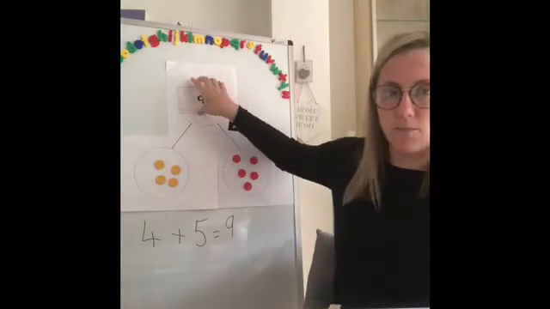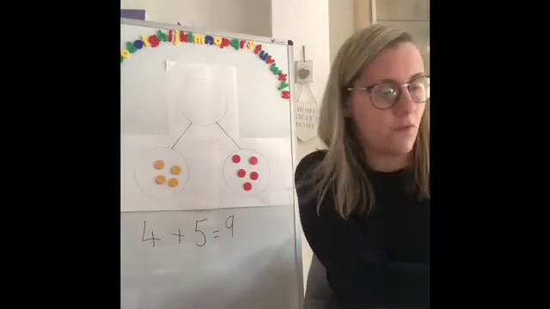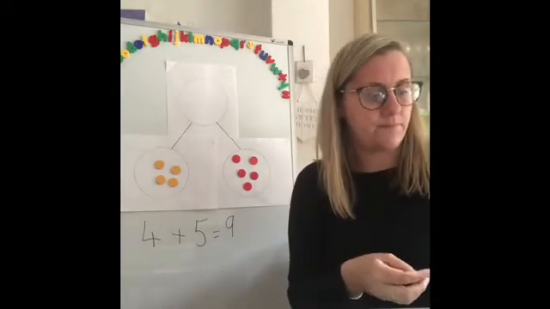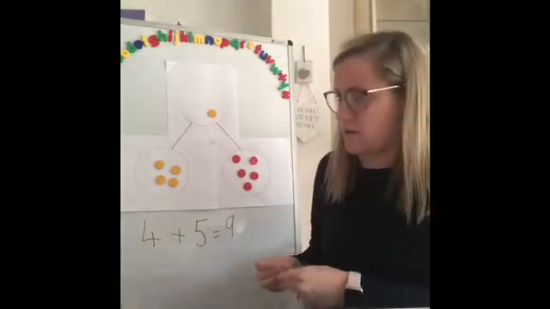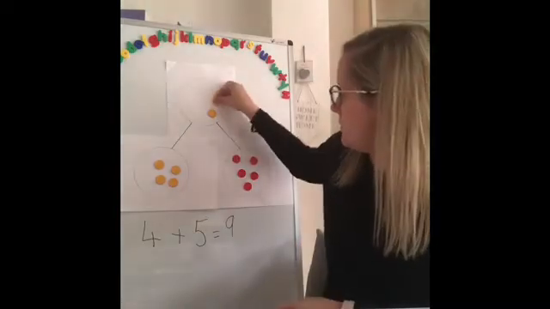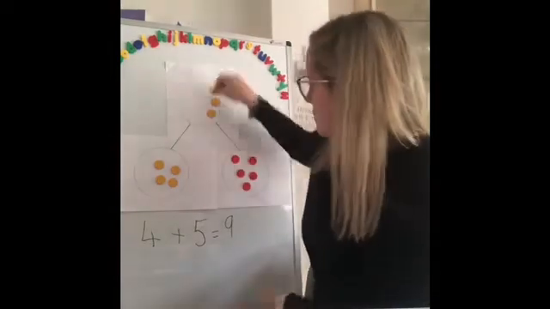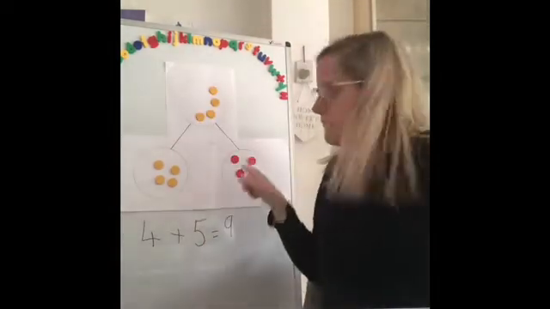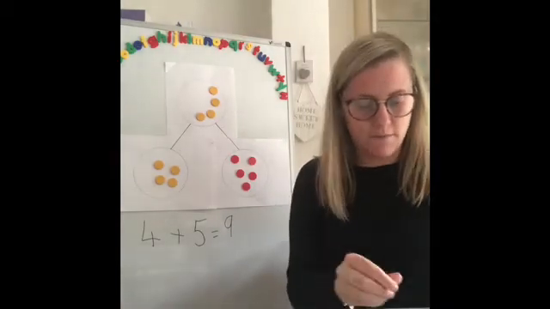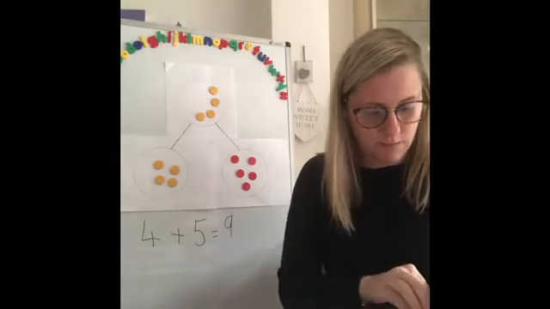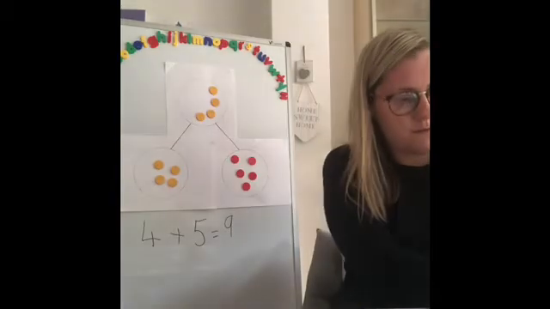I could also put counters in here to show my 9, so I'm just going to demonstrate that quickly. I could put 4 yellow counters in. So, 1, 2, 3, 4, and then how many red counters do I need to put in? If you said 5, you're absolutely right. So let me just quickly pop some group tack on those. 1, 2, 3.